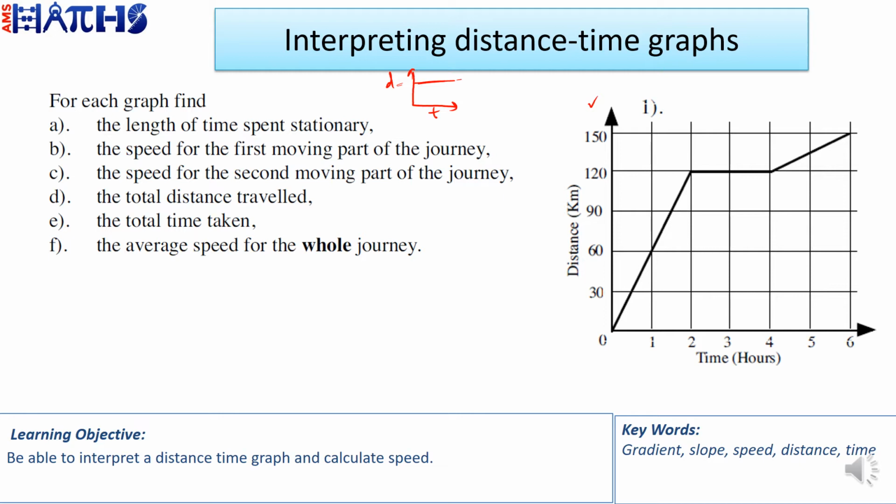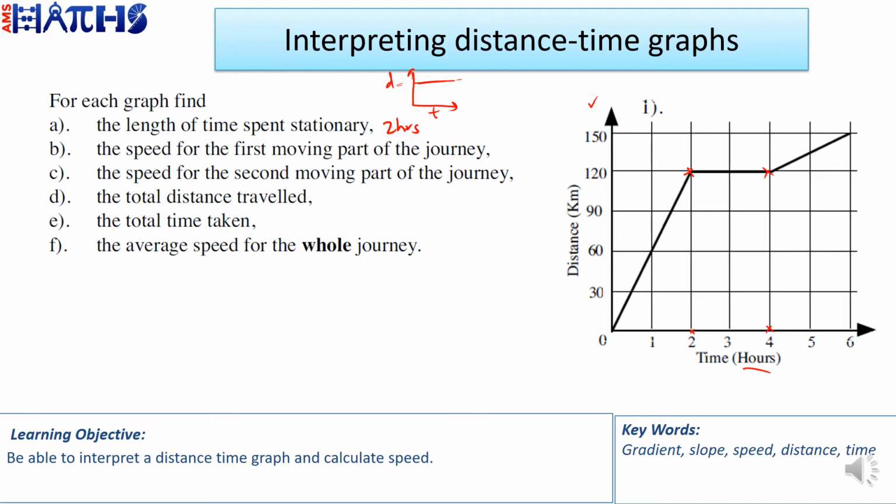So that's this part of our graph from here to here. So we need to check the time that the object is stationary. So that's going from 2 to 4 hours. So the object is stationary for 2 hours.